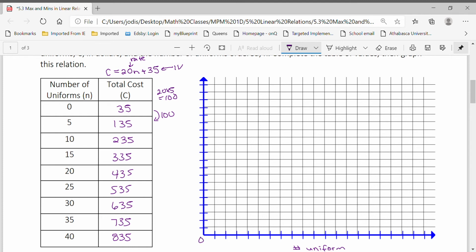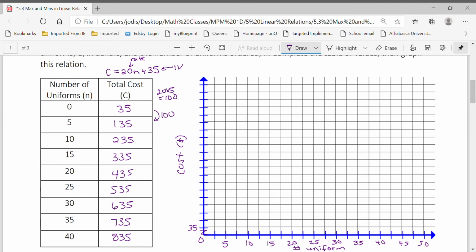This is our 0. And then over here is our cost. So for the number of uniforms, we can skip count, we can do by 5s. And then here's one of the times where breaking a graph would be appropriate. It will just make our life a little easier. So if we break right here and then we start at 35, and then we can choose our scale.